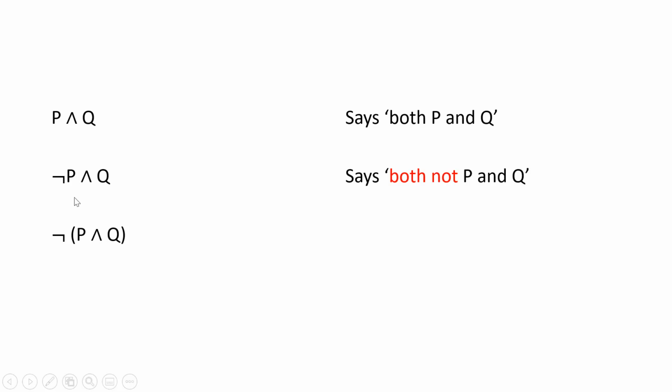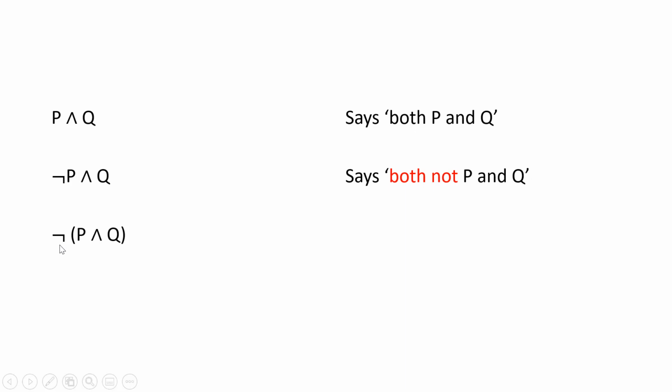Not P caret Q says both not P and Q. Look at this for a second. This negation just applies to this P in this notation. So this says not P is true, and also Q is true. If we're trying to say not both, this doesn't say it. This says both not P and Q are true. That's not what we were trying to say.